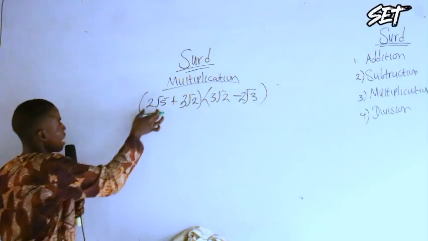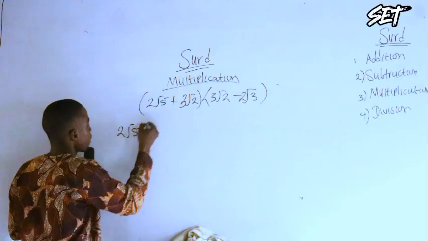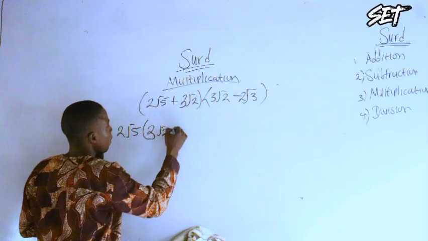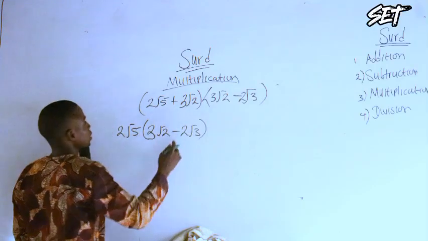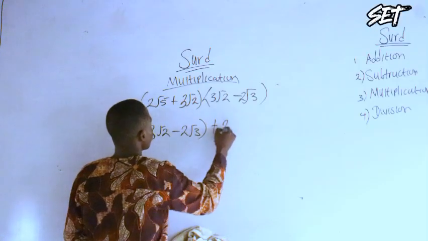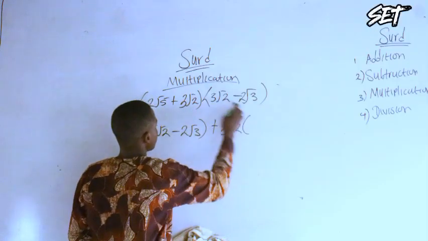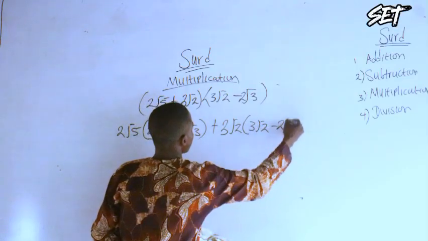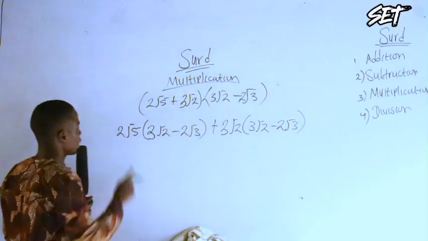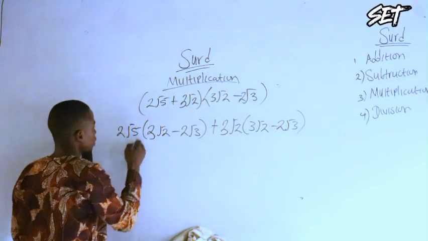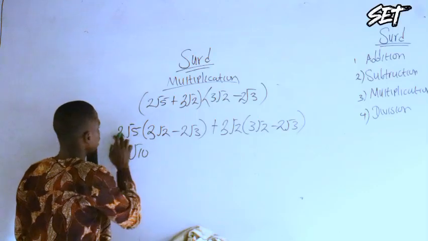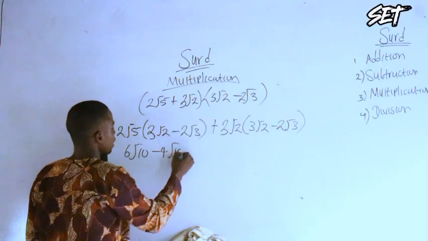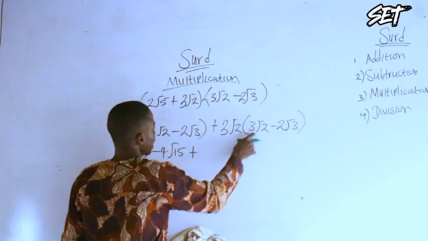How can we do that? Write this one first. 2 root 5, bracket, write all this one: 3 root 2 minus 2 root 3. Now, write this one: plus 3 root 2, write all this one: 3 root 2 minus 2 root 3. Now, how can we do this? This one and this is what? 6. And this one and this is what? 10. This one and this is what? Minus. Put the minus. 4. And this one and this is what? Root 15.